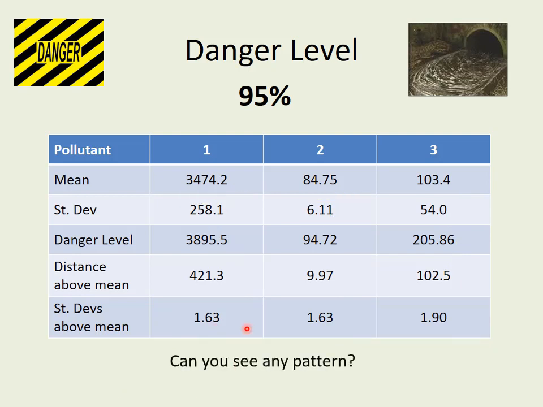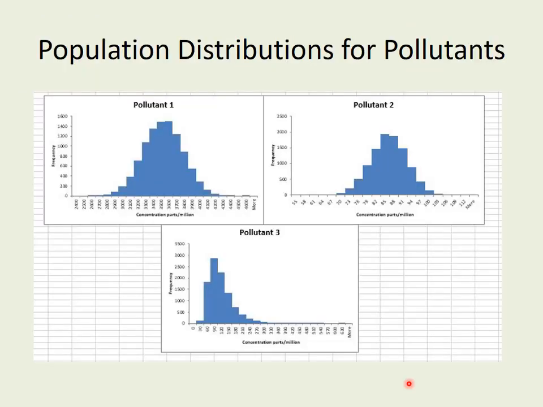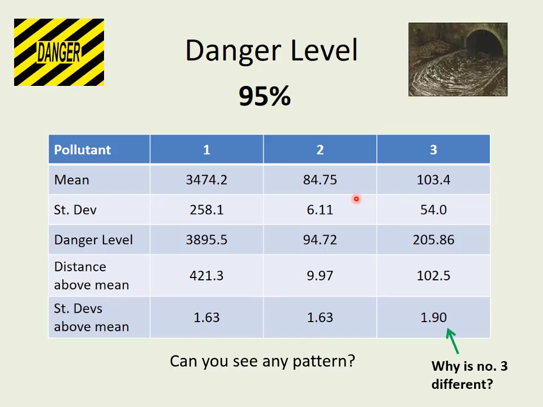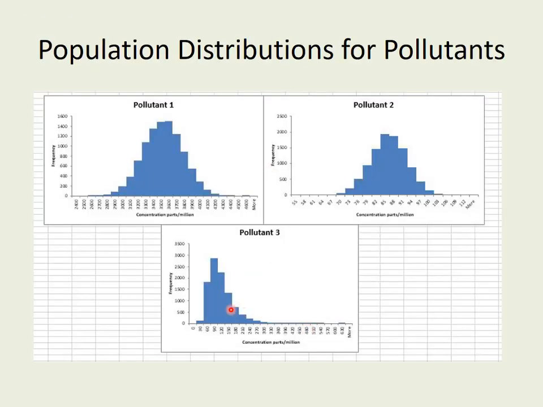So there is some kind of pattern between these two. They are both 1.63 standard deviations above the mean, but this is different. Well, we can get a good insight into where they're different by going back to the original data in Excel and plotting all those populations on a chart like this. So you find this is pollutant 1, pollutant 2, and in those cases we have this very similar pattern. Pollutant 3 does not have the same pattern when we plot all that distribution.